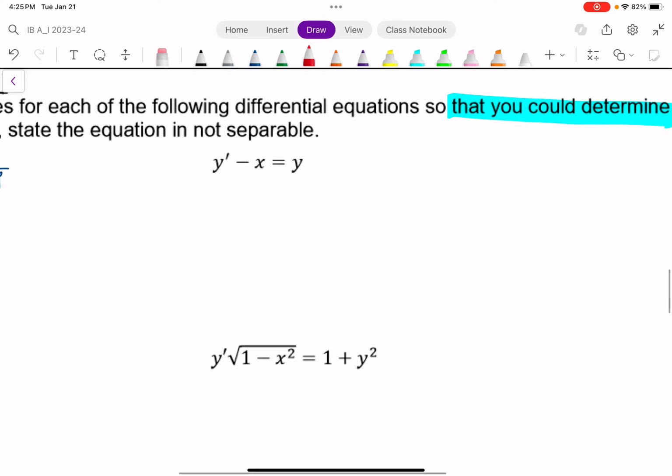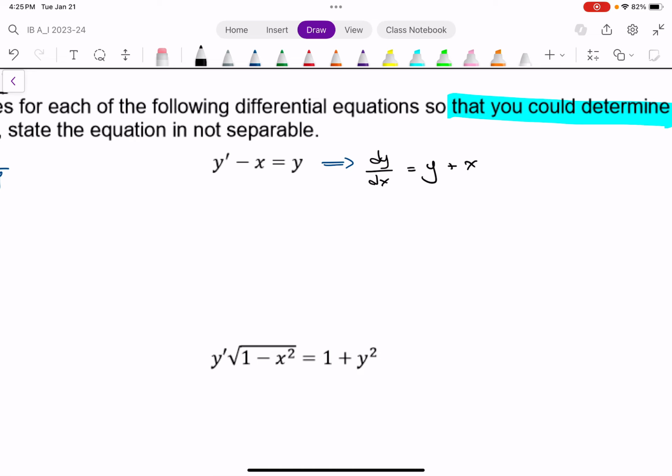The second one, is this separable? Nope, it's not. And now it's hard to tell right away. For example, if you add x to both sides, I get dy dx on one side, and I get y plus x on the other. That's a sum of functions. I want a product. Although sometimes through factoring, we can make a product.